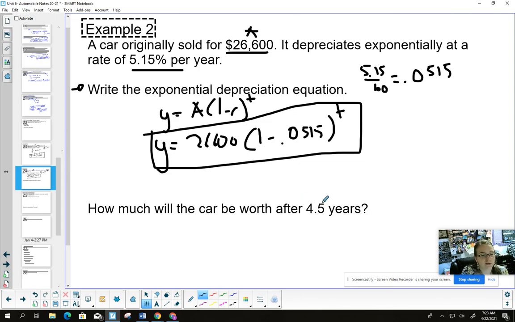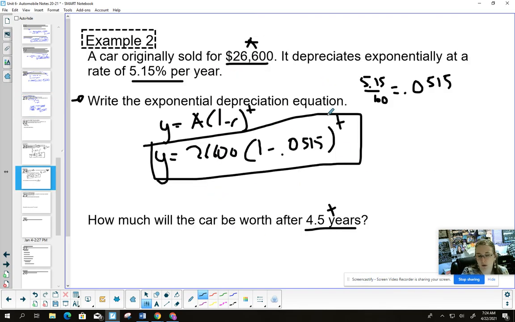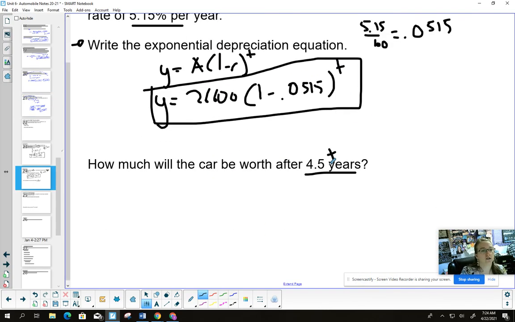How much will the car be worth after 4.5 years? So we know that's t. Now, because this formula is more complicated, and in particular because this formula has an exponent, we're not going to be plugging into y for this question. If you remember from the straight line depreciation, we did plug into y because it was easy to move stuff over. We just moved stuff away from the x and we were done. But here, because t is an exponent, you're not going to be plugging into y. You're only going to be plugging into t for this question.